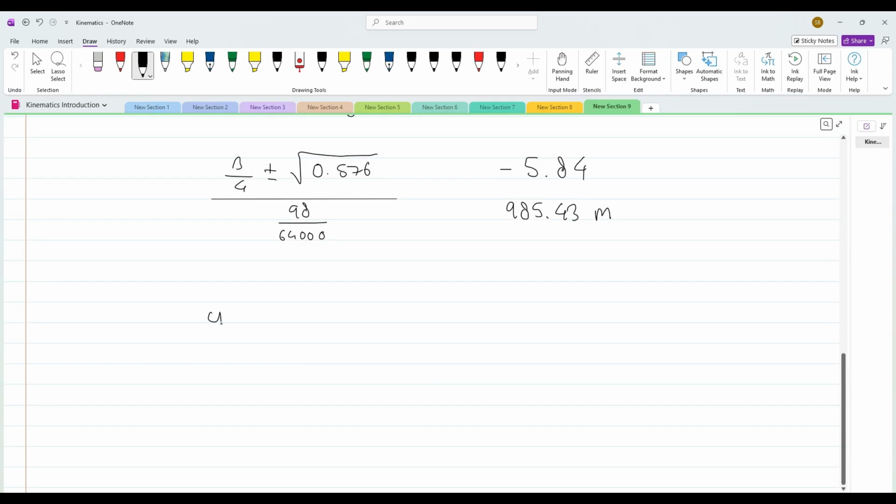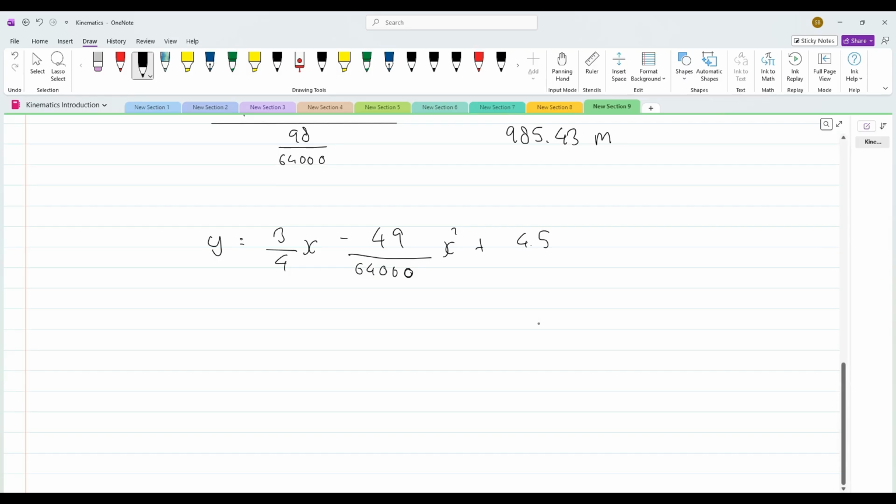So let's do this. If we go down here where there's some space, we have the equation once again, which is y equals 3/4 x minus 49 over 64,000 x squared plus 4.5. Now you should have experience in differentiating polynomials.